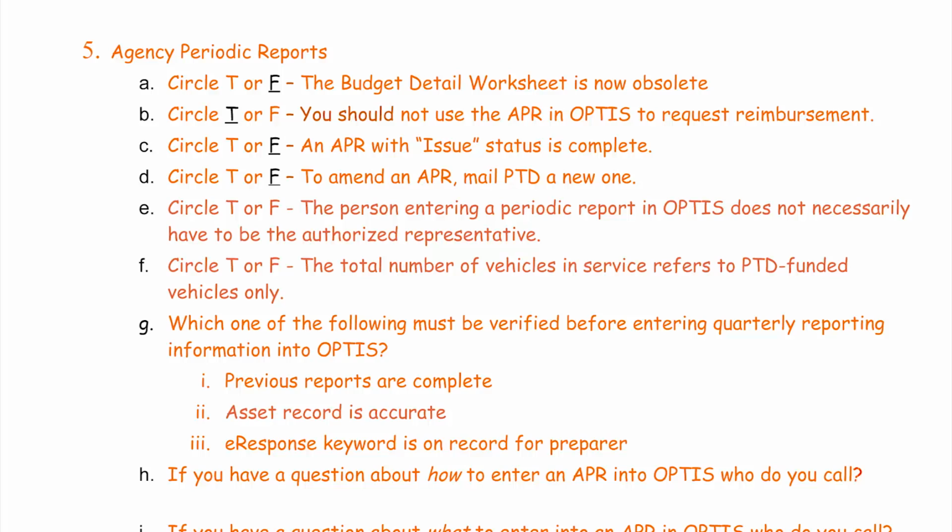5E, the person entering a periodic report in OPTIS does not necessarily have to be the authorized representative. True. The total number of vehicles in service refers to PTD-funded vehicles only. False. Which one of the following must be verified before entering quarterly reporting information into OPTIS? Asset record? Right, your asset record has to be accurate. You can start entering your quarterly report, but you'll probably get hung up when you get to the asset page.